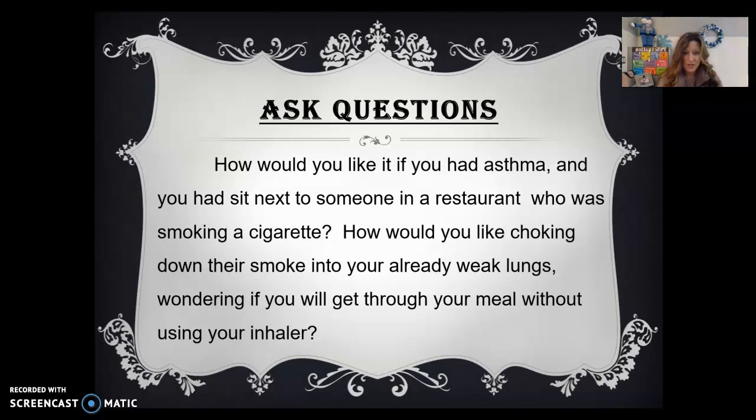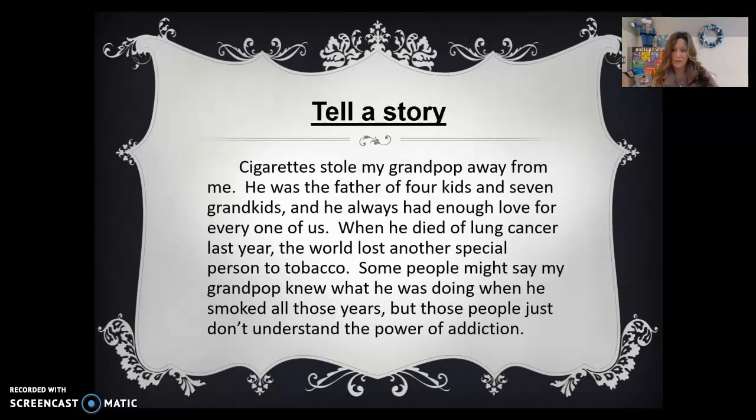So, asking questions. Let's take a look at an example. Here, this paragraph's about smoking. It says, how would you like it if you had asthma and you had to sit next to someone in a restaurant who was smoking a cigarette? Okay, so that question is being asked at the beginning to get your attention and make you want to read on.